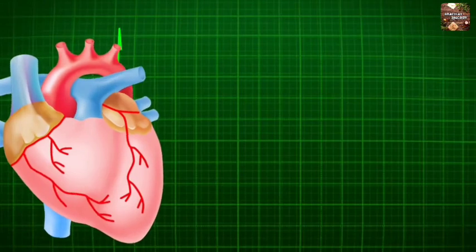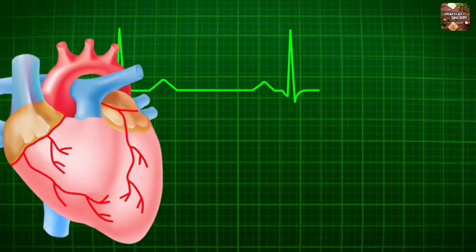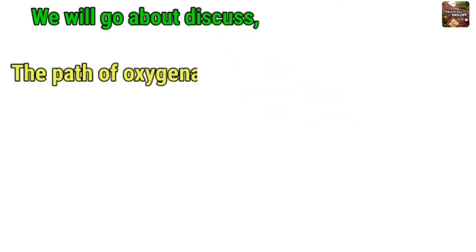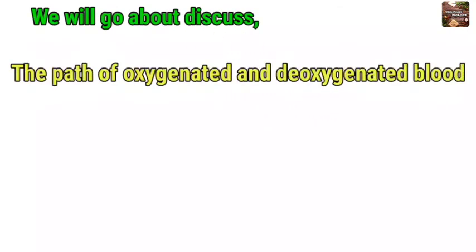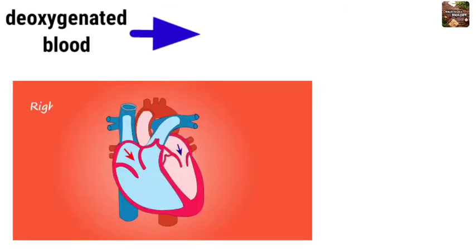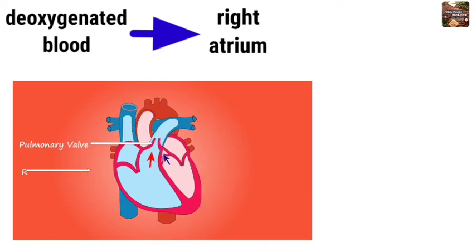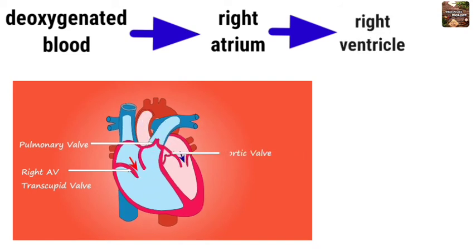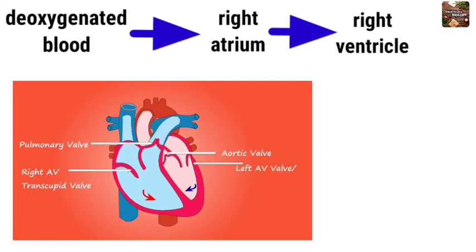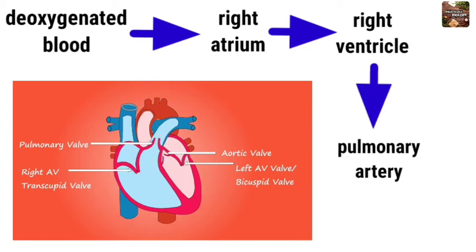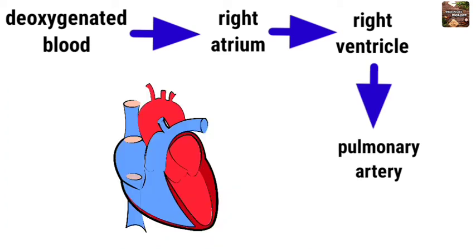In this process, the heart functions continuously. Now, we will discuss the path of oxygenated and deoxygenated blood inside the heart. First, the deoxygenated blood enters through the inferior and superior vena cava to the right atrium. Then blood flows from the right atrium to the right ventricle through the tricuspid valve. Then blood leaves the right ventricle to the pulmonary artery through the pulmonary valve.